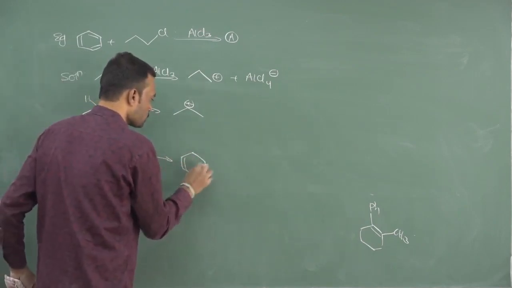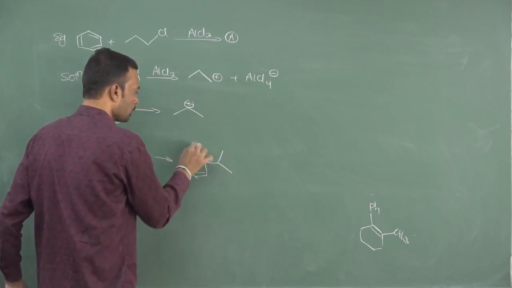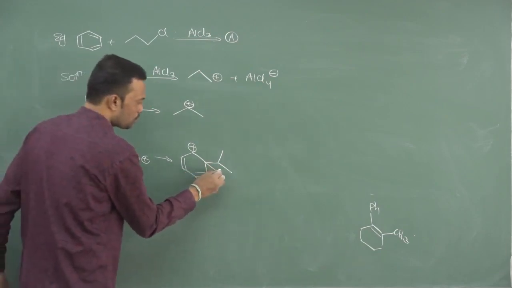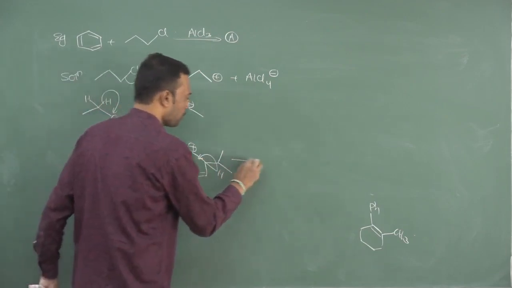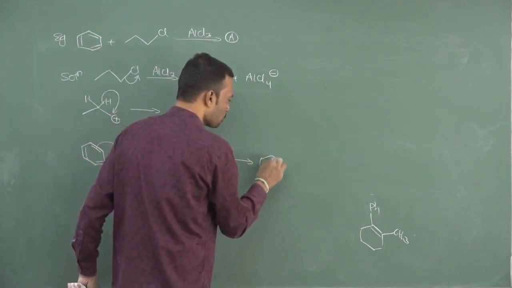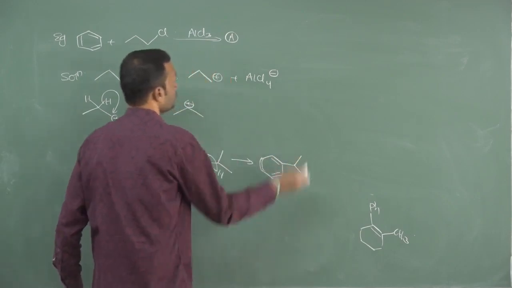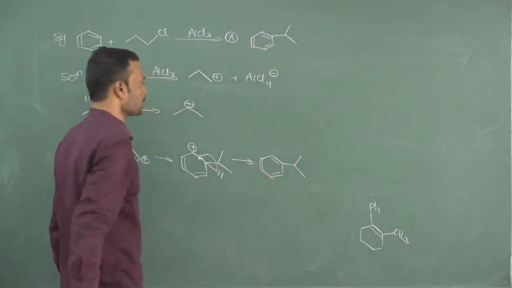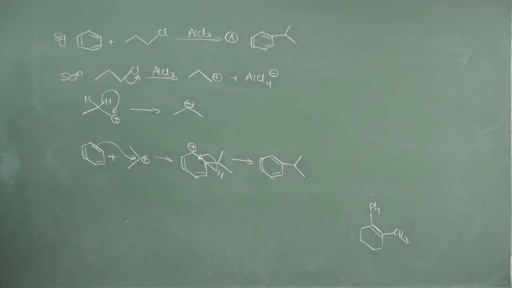After adding this, you may get an isopropyl group. Now here you will get a positive charge. Like this, it will attack. Now here this hydrogen is removed as H plus, and finally you may get isopropyl benzene. This is the answer. So you can also write it like this, isopropyl benzene. That is the final answer. Formation of isopropyl benzene is the major product in this one.